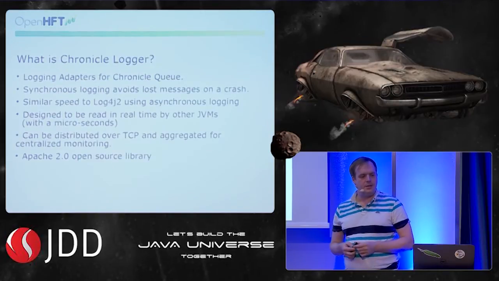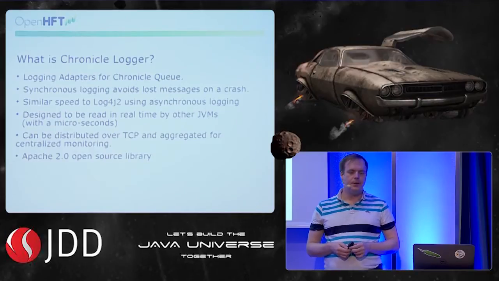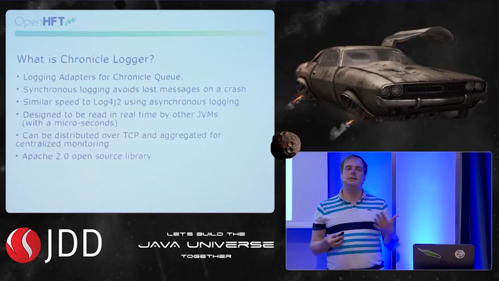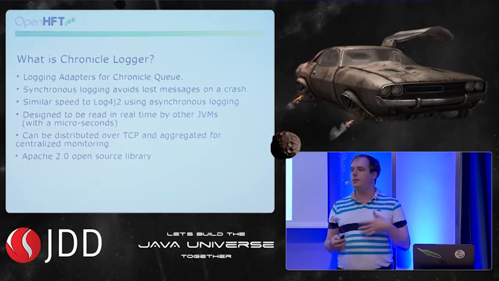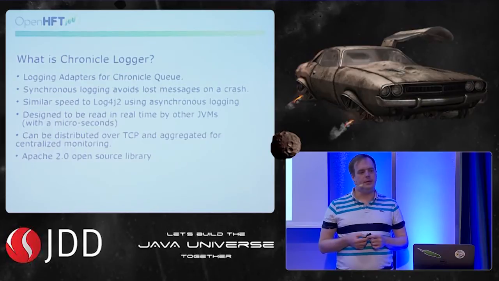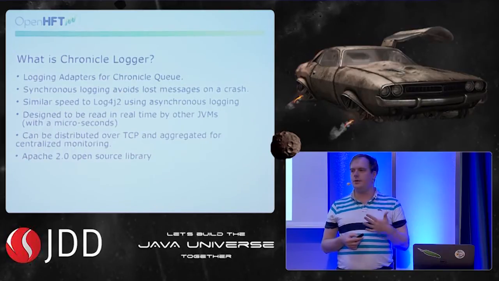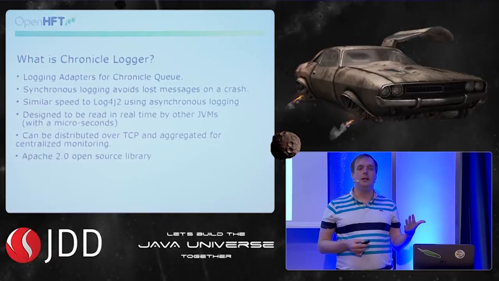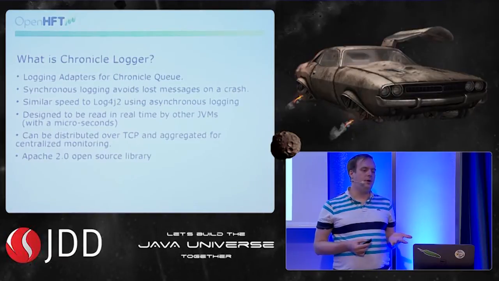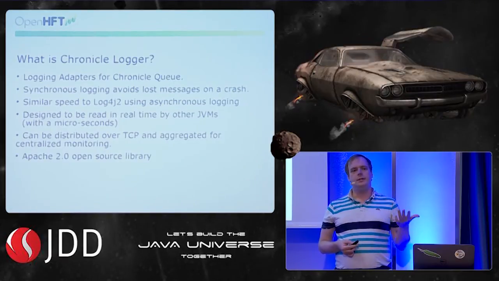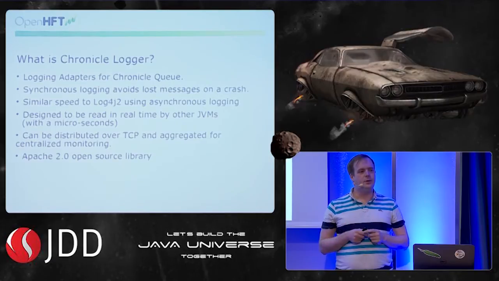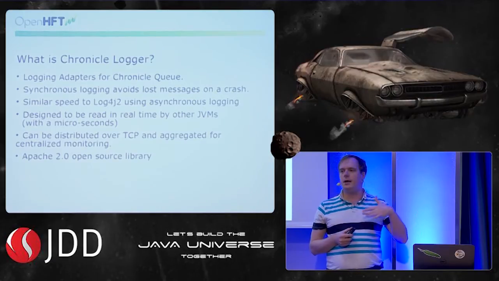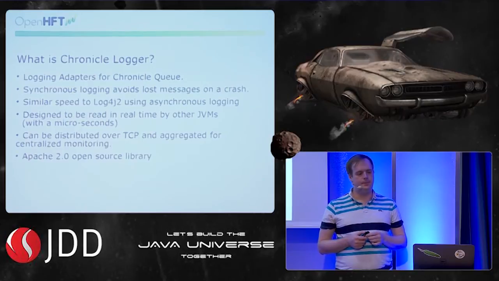So getting on to logging specifically. What Chronicle Logging does is that it provides adapters for our Chronicle Queue, which is our journaling library. Now, writing to Chronicle Queue is great if you have a greenfield application, but what if you don't? So what we do there is that we provide adapters so that, just by changing the configuration of your preferred logging framework, you can have it write to a Chronicle Queue instead.